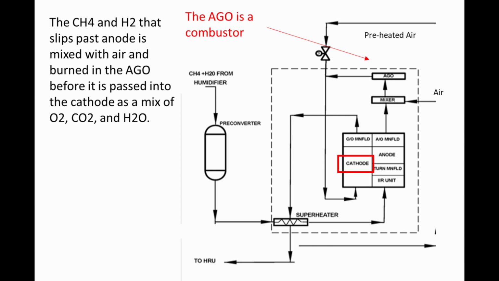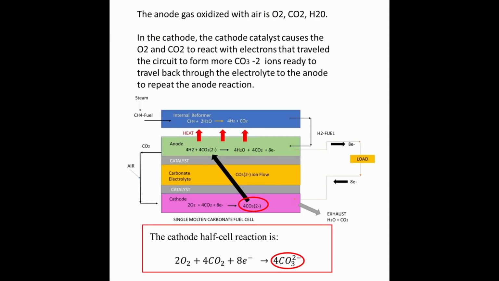The combustion process heats the air, steam, and carbon dioxide to a high enough temperature to flow directly from the combustor into the cathode. The combustion exhaust gas enters the cathode as O2, N2, H2O, and CO2. Once the combustion gas is in the cathode, catalyst layer helps the O2, CO2, and electrons that travel the wire circuit from anode to cathode to react to form carbonate ions that can enter the molten carbonate electrolyte, ready to travel back to the anode side and repeat the cycle.